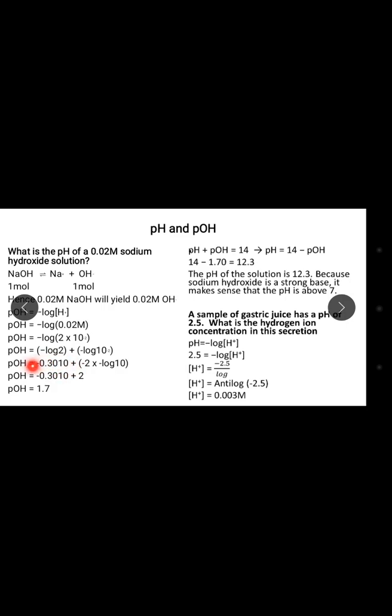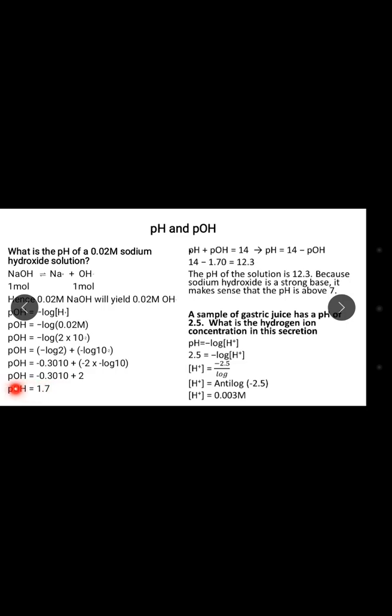Put back your minus plus. If this minus 2 comes to the back, you have minus 2 times the minus that was already here, log 10. Minus 2 times minus, that's 2, because log 10 is 1. So if you do the mathematics, you have 1.7 as the pOH.